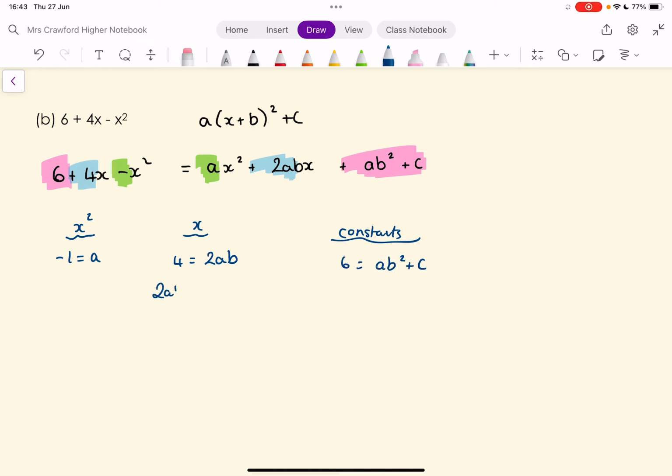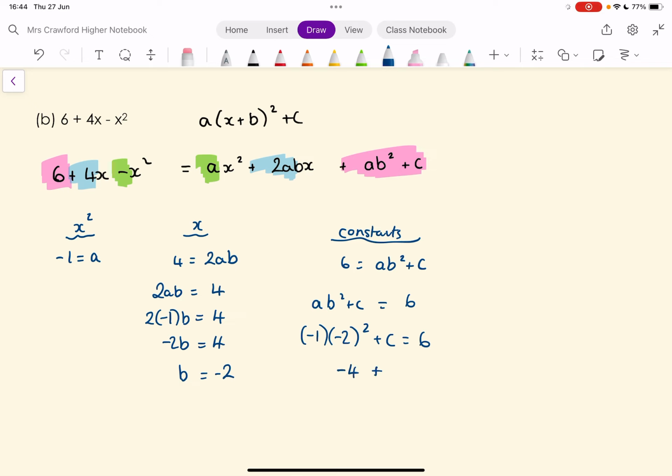So I'm just going to make this 2ab equals 4. I know that a is negative 1, so 2 times negative 1, b equals 4. So negative 2b equals 4. If I divide by negative 2, I get b equals negative 2. Substitute both of those into the constant equation. So a is negative 1, b is negative 2. Negative 2 squared is 4, and that gives me negative 4 when I multiply by negative 1. So c will equal 10. If I write this in completed square form, I'm going to have negative 1, or just negative, (x take away 2) squared plus 10.